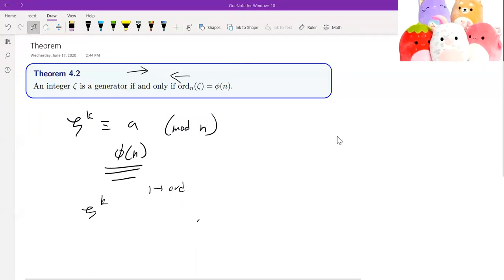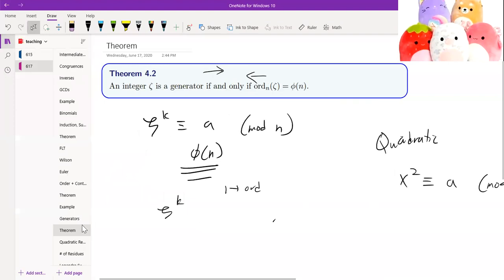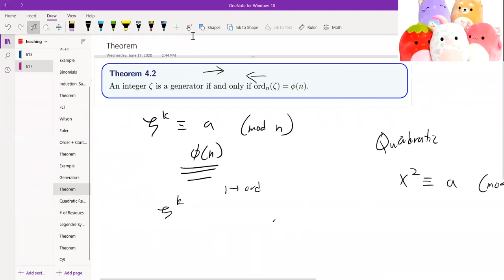I also do talk about quadratic residues. Essentially, we discuss solving the congruence x squared is congruent to a mod n. We discuss this a bit more in detail. And yeah, we did cover a lot of things in this class. But if you want to learn more, check out the handouts.